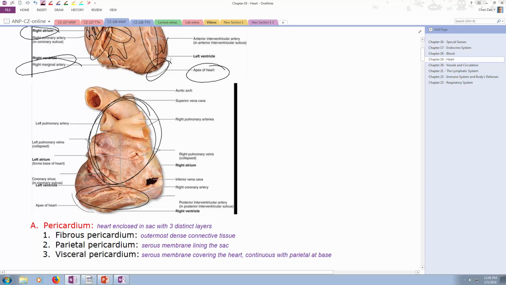And on that inferior margin, there is a sulcus, the posterior interventricular sulcus, which is the external manifestation of a structure inside, which is, what's the structure inside? Interventricular septum, correct. And so that's where our posterior interventricular coronary artery is located and the middle cardiac vein is located.